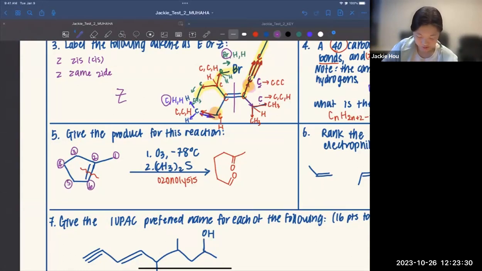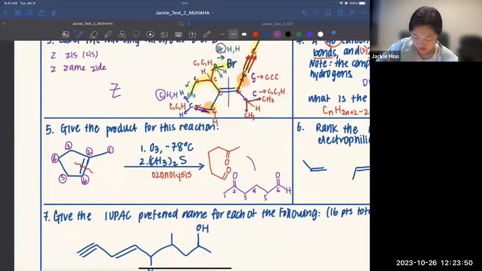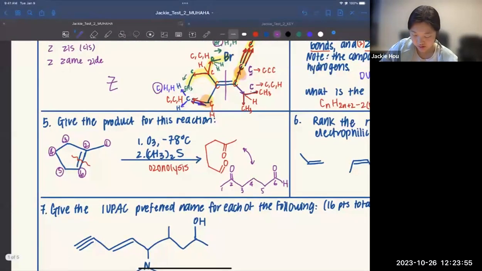So I know it's going to be a 6-carbon compound. I can draw this. I know there's going to be a ketone on my carbon 2, and there's going to be an aldehyde over here. So this is equivalent to this, and if you draw either one, I'm pretty sure we'll accept it.